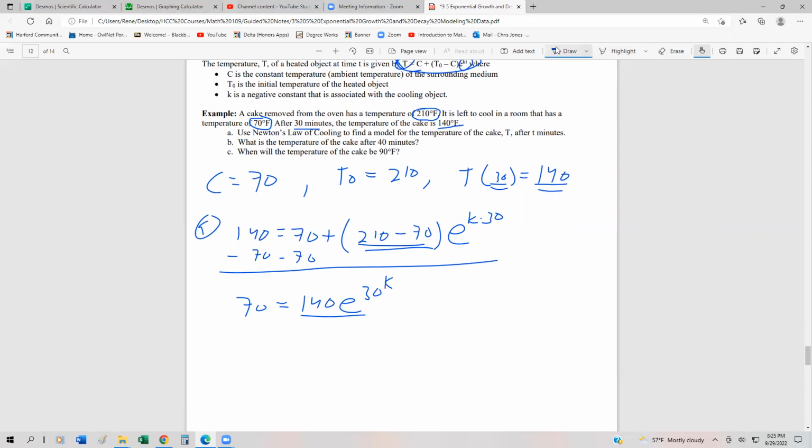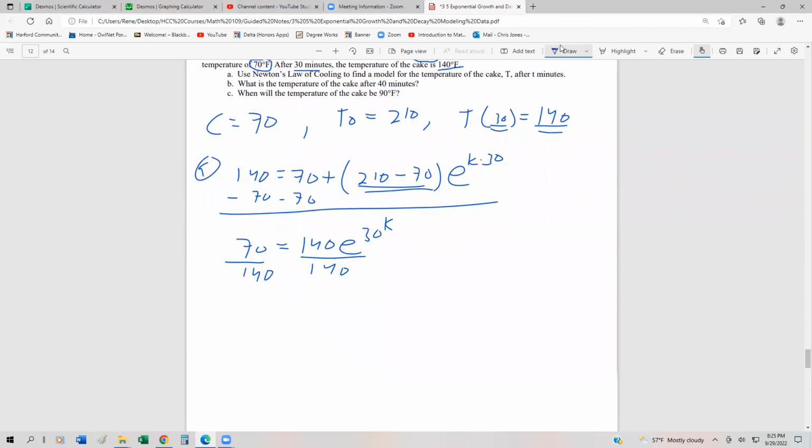Then we can divide both sides by 140. We know 70 over 140 is just going to be a half. So we end up getting 1/2 equals e to the 30k. We can take the natural log of both sides. So ln of a half is equal to ln of e to the 30k. Then we can divide by 30 to solve for k.